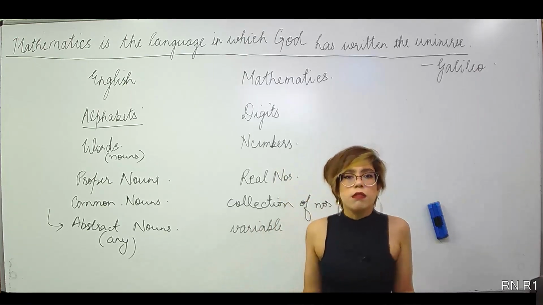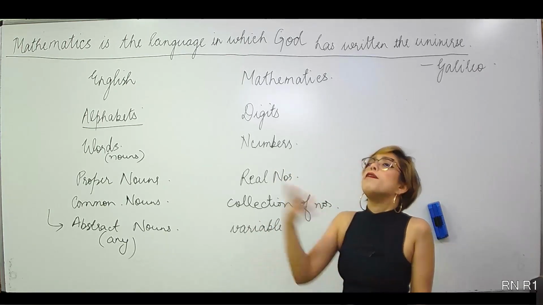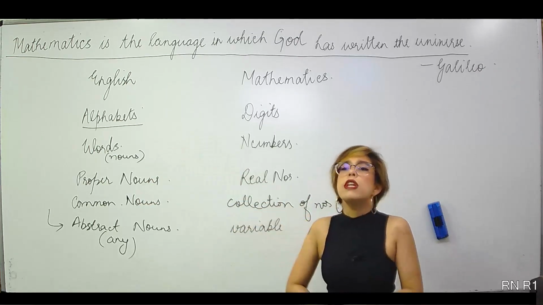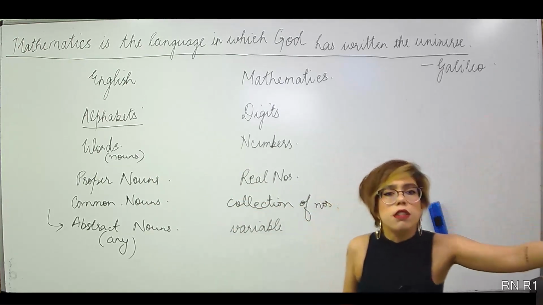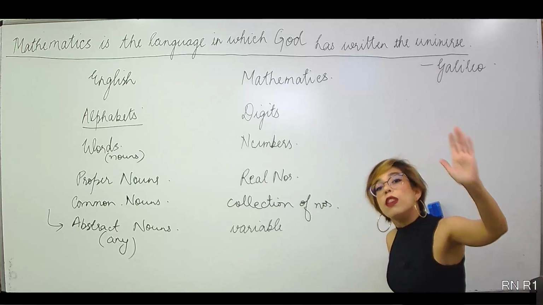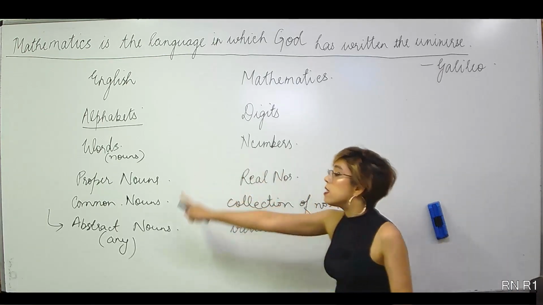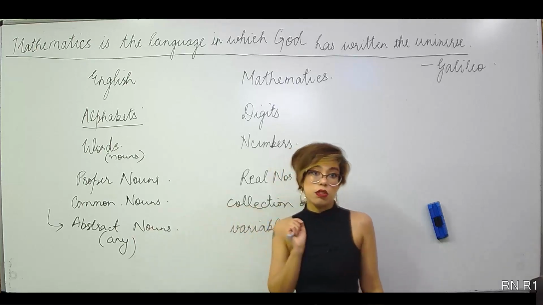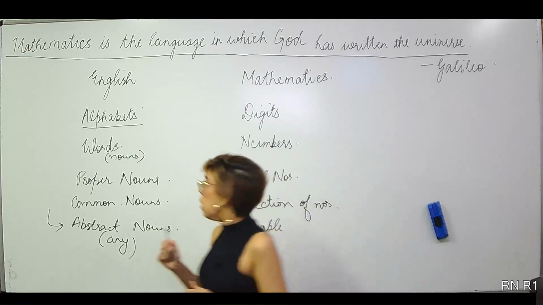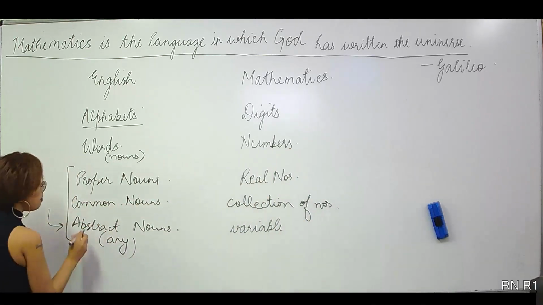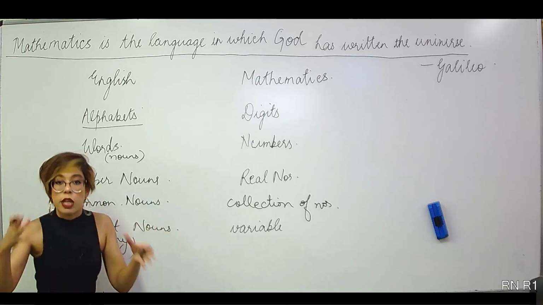Take the example of x. In some question, it may refer to number of students. In some question, it may refer to number of triangles. So depending on the context, a variable takes its reference, the same as with the case of an abstract noun. Now, we have talked about nouns, basically objects themselves.